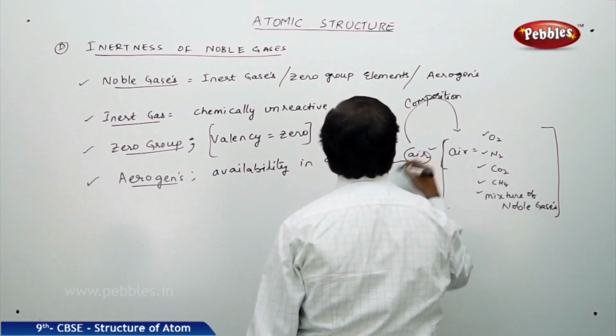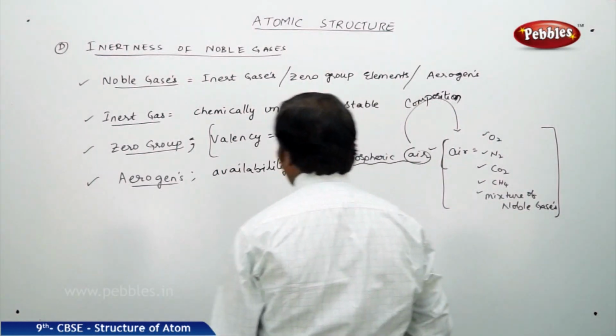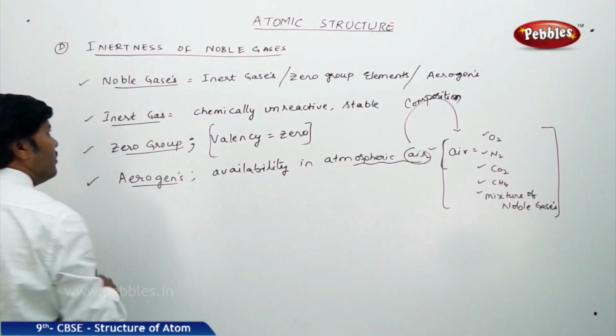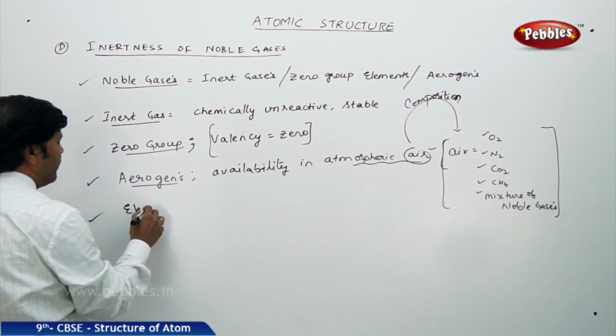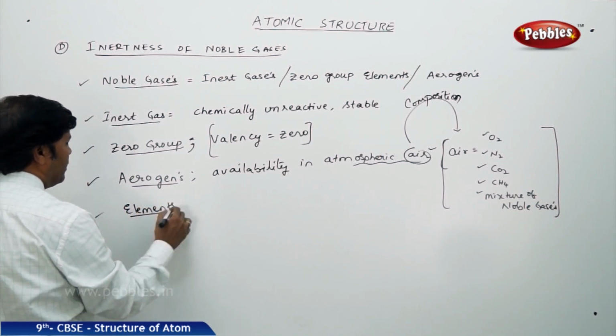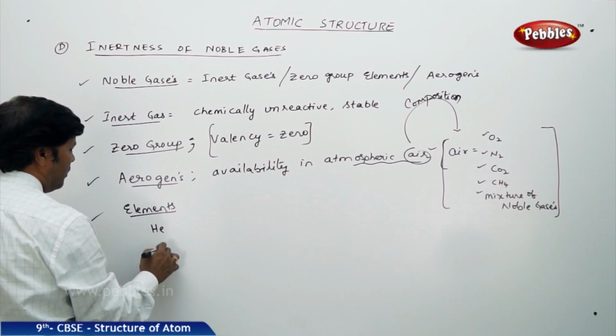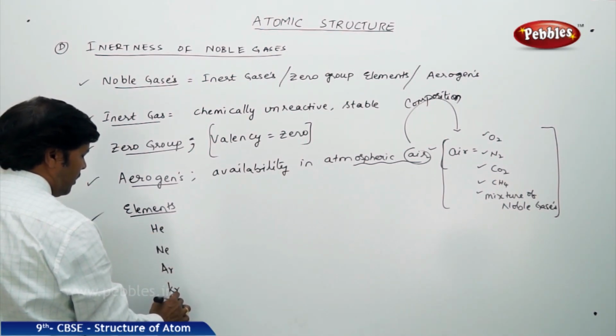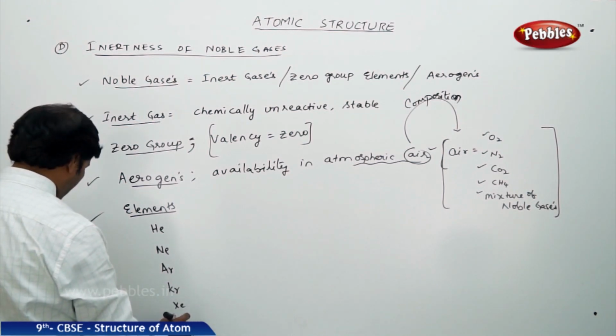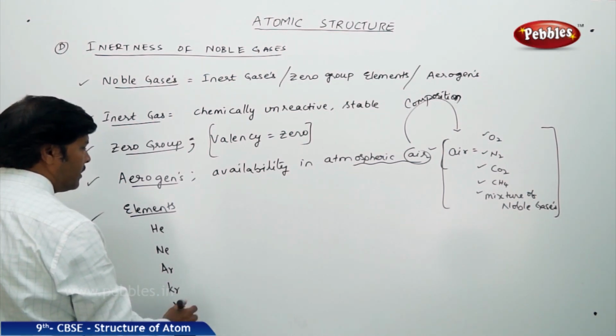This is the composition of air. So what are the elements present in the noble gases? For example, if you take the elements of all the noble gases, that is helium, neon, argon, krypton, xenon, and of course radon. One more element is there, that is radon.